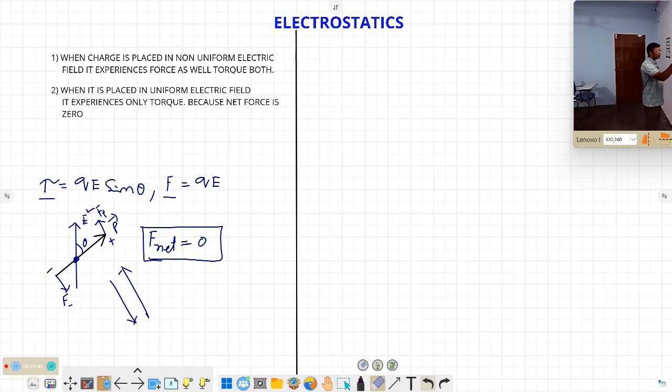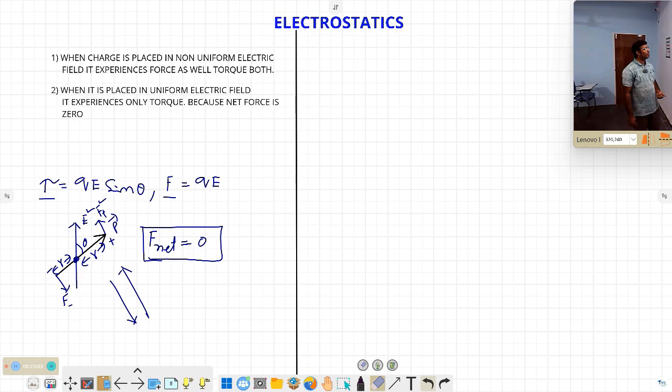Torque due to a force is force into perpendicular distance, F into r. Both are producing the torque in the same direction, so the net torque will be added, so there is a net effect. Here we need to understand the concept: the net force in the case of a uniform electric field is equal to 0, that is the most important point, but torque is not 0.